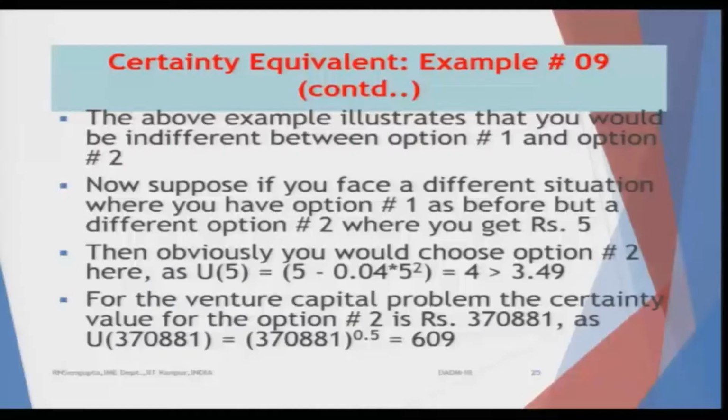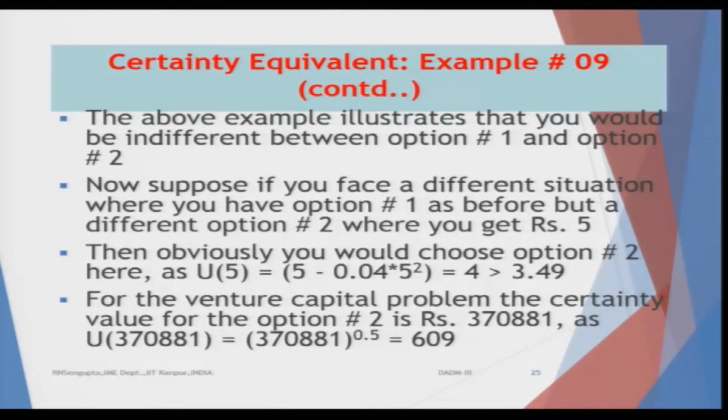Now, if I go to the venture capital problem, where the utility function was w to the power half, in that case you can find the certainty value, because that will make a balance and give you an idea of where you want to balance depending on the decision. So, in the venture capital problem, the certainty value of option 2 would be given by 370881 as the value whose utility, with the utility function w to the power half, comes out to be 609. Only 609 is being balanced by the government case, where the actual expected value was 609.